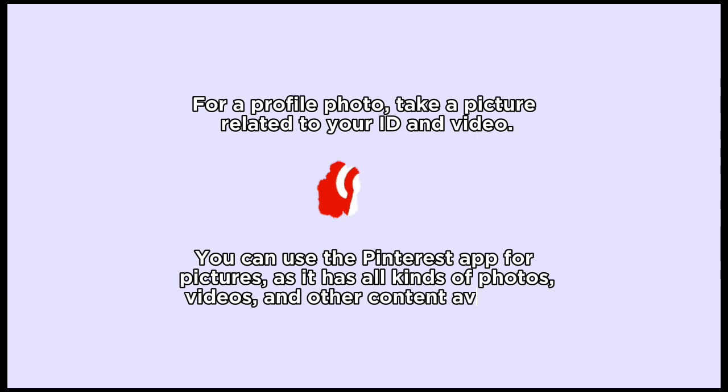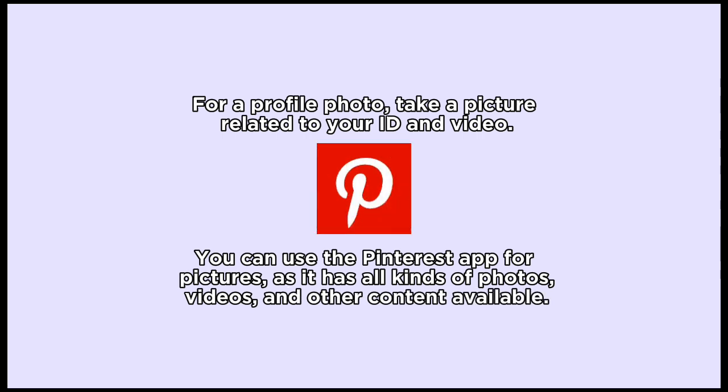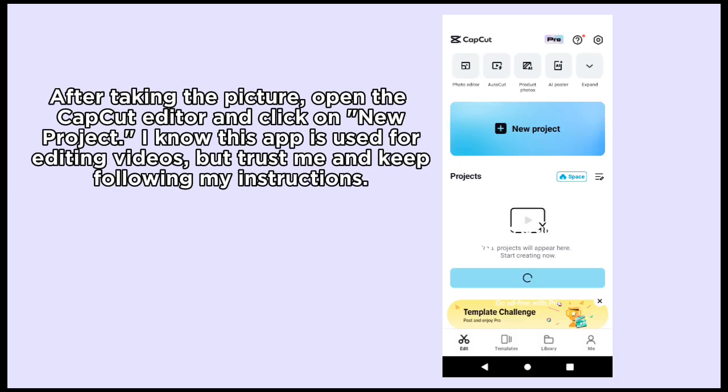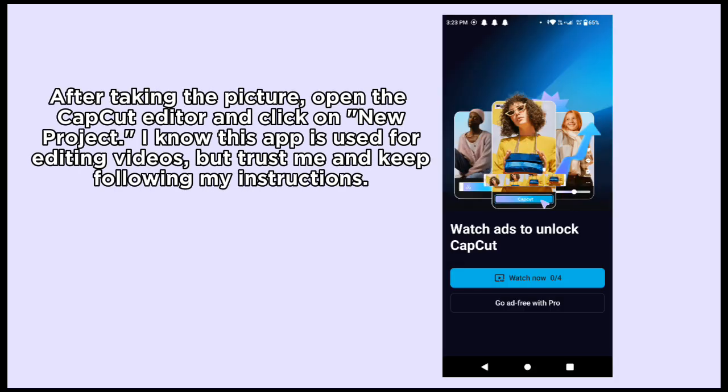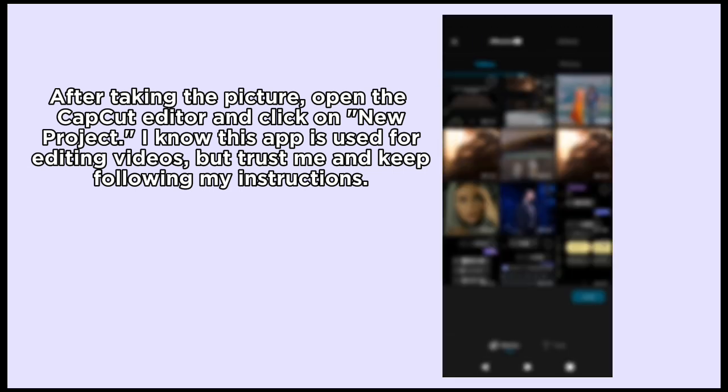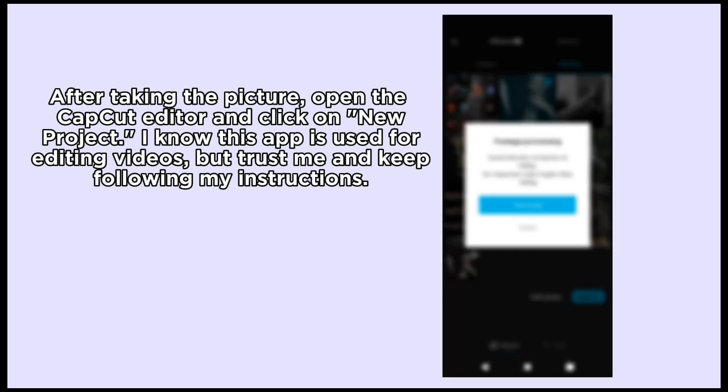For a profile photo, take a picture related to your ID and video. You can use the Pinterest app for pictures as it has all kinds of photos, videos, and other content available. After taking the picture, open the Capcut editor and click on New Project. I know this app is used for editing videos, but trust me and keep following my instructions.